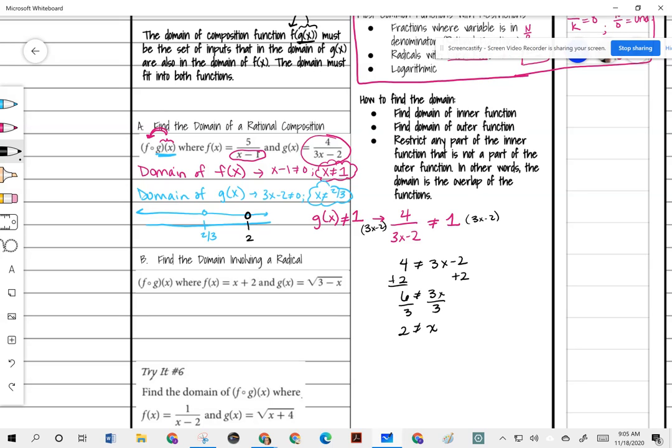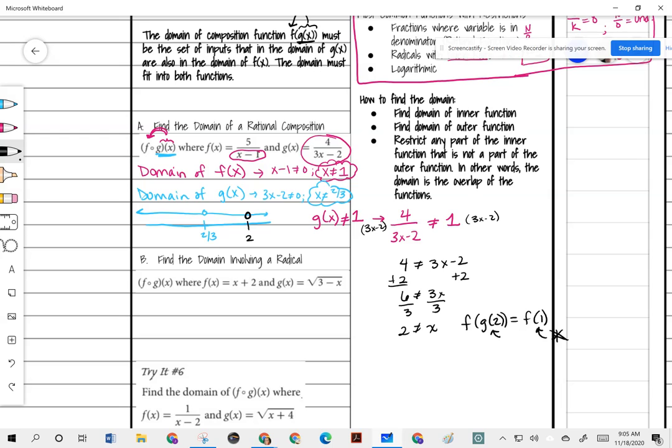And the reason for that is if I were to plug in 2, if I were to go f of g of 2, well, g of 2 is going to end up giving me a 1. And we already said that the input cannot equal 1 because it's going to be a divide by 0 error.